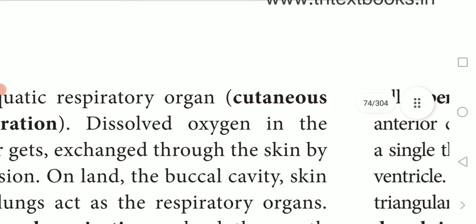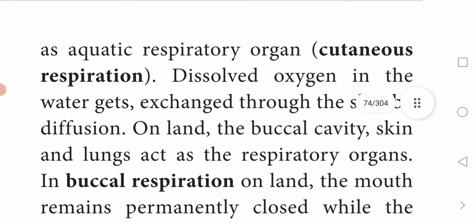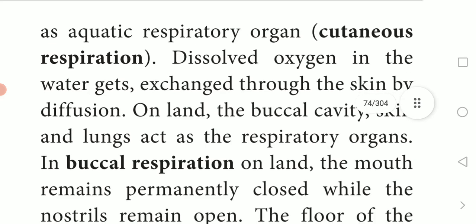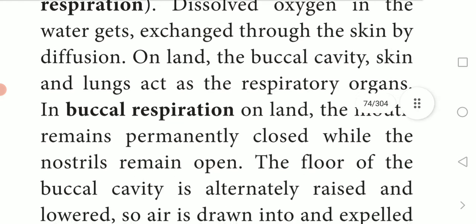In water, the skin acts as the aquatic respiratory organ, because of cutaneous respiration. Dissolved oxygen in the water gets exchanged through the skin by diffusion.